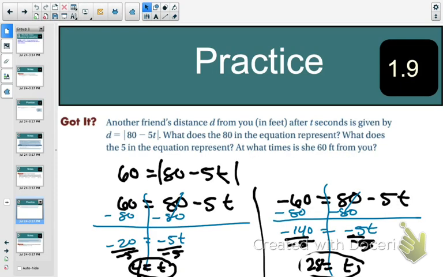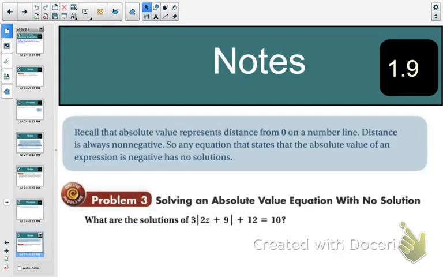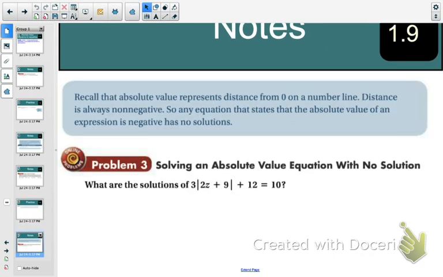Welcome back. I got 4 and 28. So I set it up to positive 60 here, negative 60 here. So at 4 seconds, she's 80 feet behind you. At 28 seconds, she's 80 feet in front of you. Okay. Hopefully you all got the same. We're all on the same page, same boat.